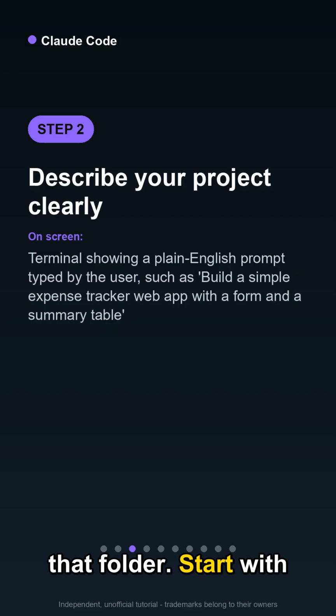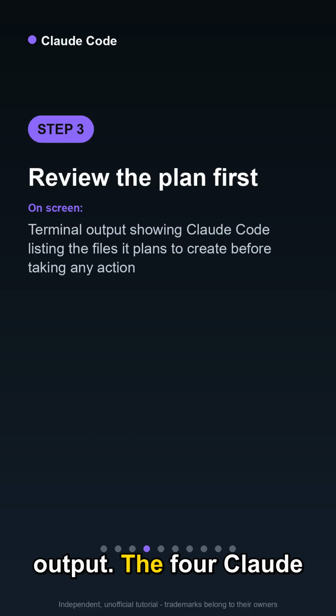Before Claude Code writes a single file, it shows you its plan, the files it intends to create and the steps it will take. Always read this before approving. This is your chance to catch a misunderstanding early, before any code is written or files are changed.